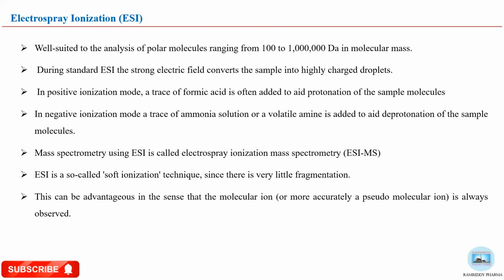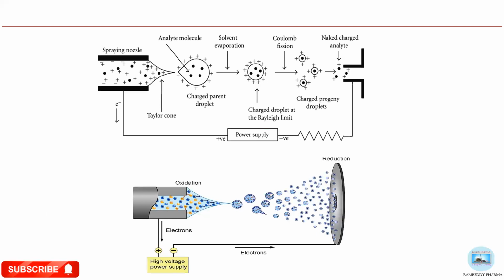And next is the electrospray ionization technique. Electrospray ionization is especially used where liquid chromatography is combined with mass spectrometry, which means LCMS. This is also one type of soft ionization technique. When it is called a soft ionization technique, the fragmentation is very, very little. Now let's see how electrospray ionization works.